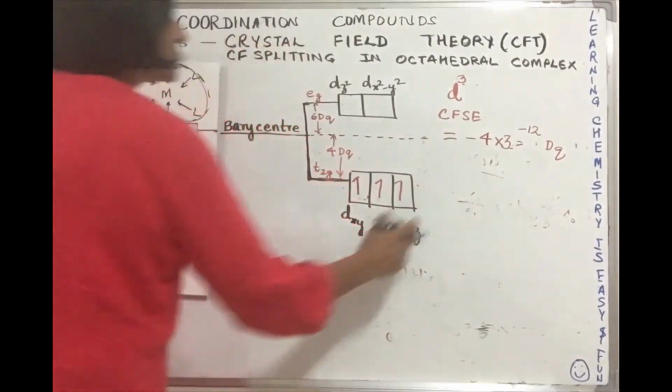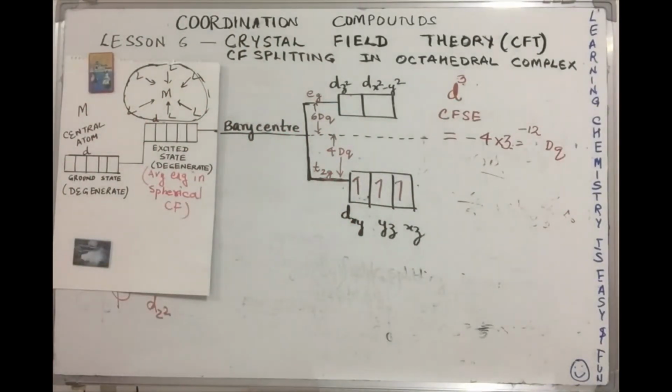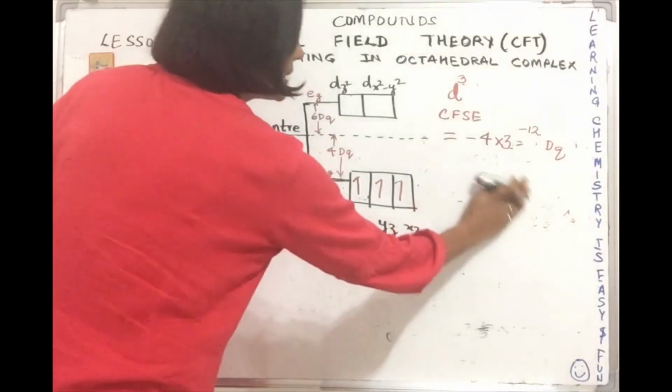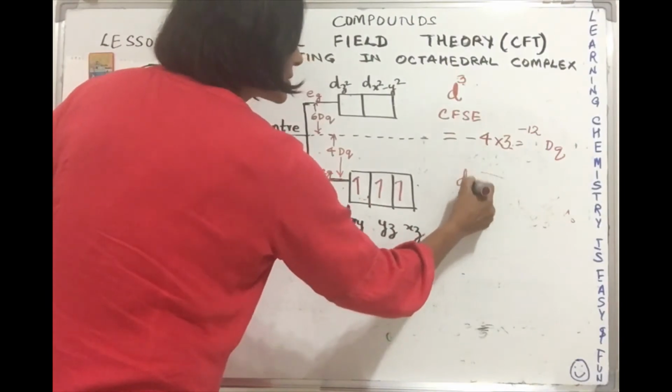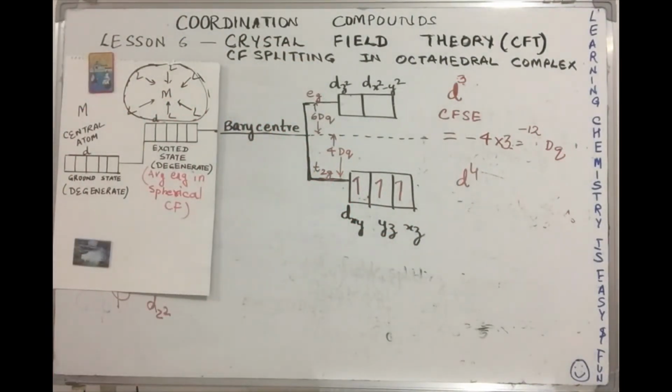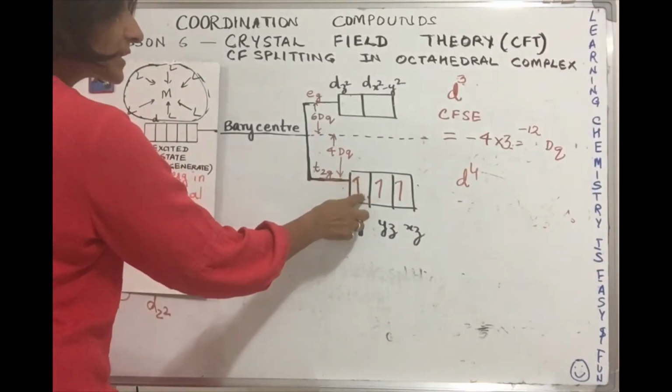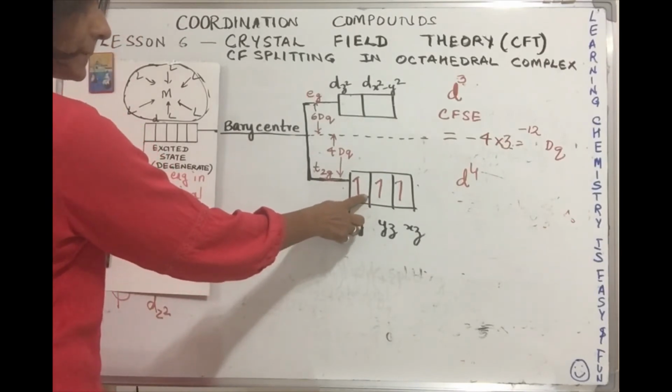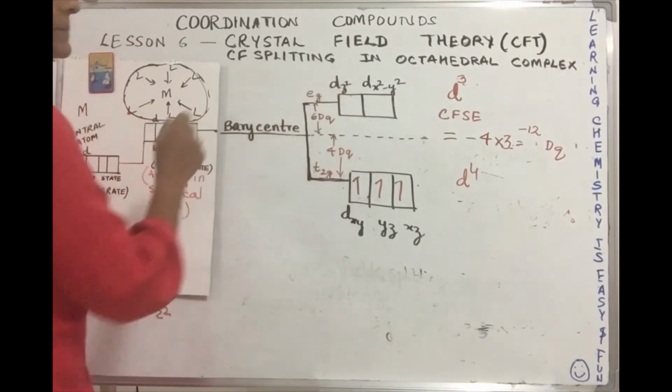So far so good. Now comes the case where the fourth electron has to enter. I've got a configuration d4 and we are taking that all the electrons are coming from the ligand. Now, when it is d4, will the fourth electron go and start pairing, or will it go over here? What do you think?